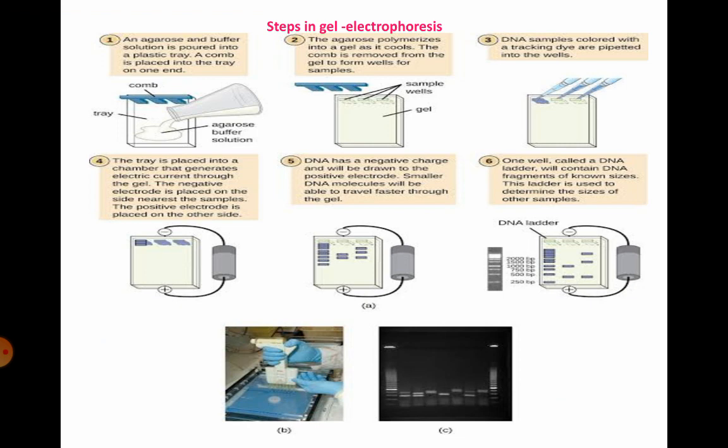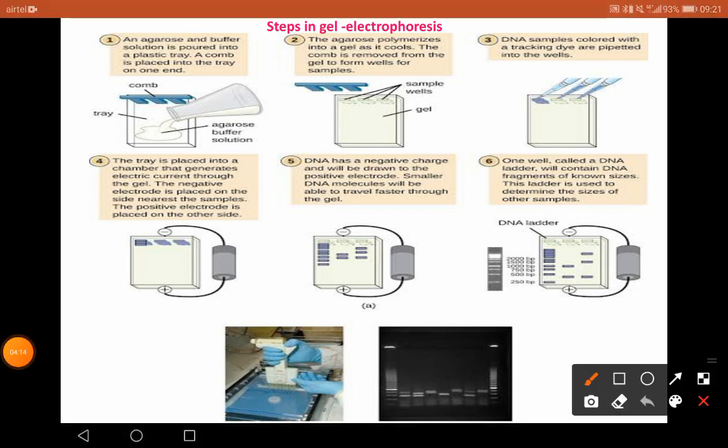So these are the steps in gel electrophoresis. First, the agarose and buffer solution is poured into a plastic tray. A comb is placed into the tray at one end so that the gel is cast and the wells are formed. The second step is that the agarose polymerizes as a gel as it cools down. The comb is removed from the gel to form wells where we can load the samples.